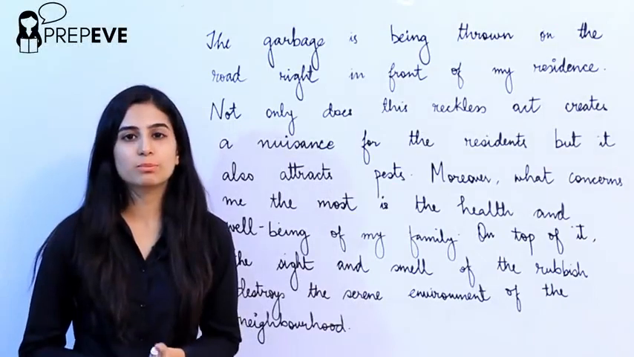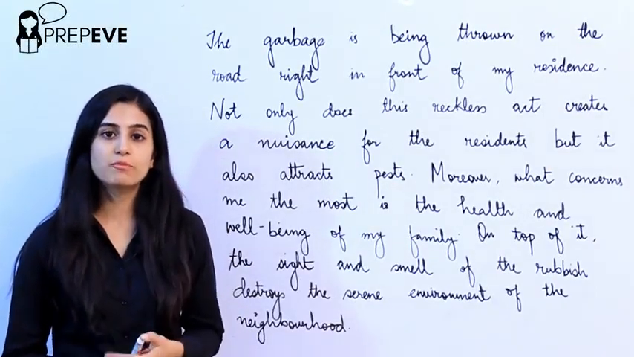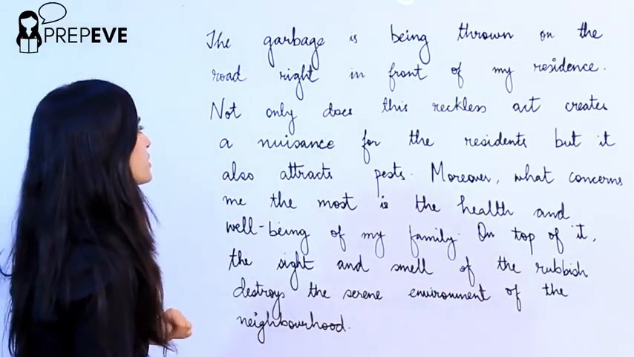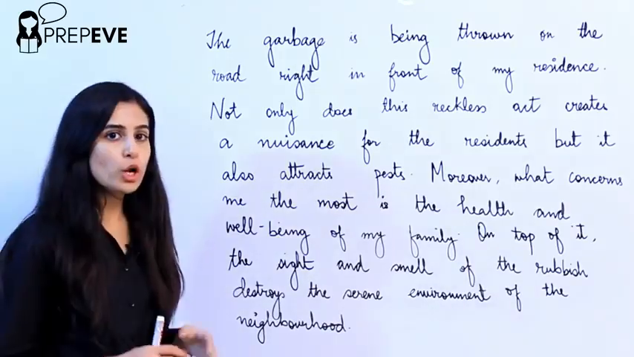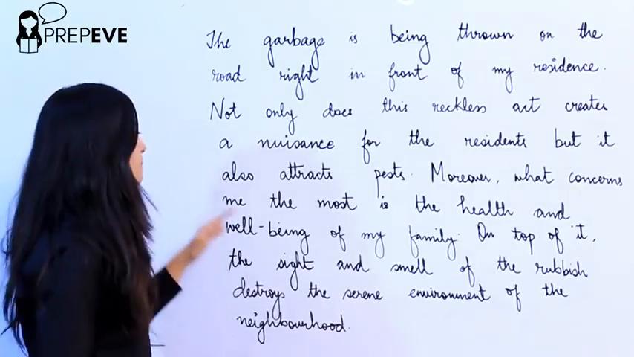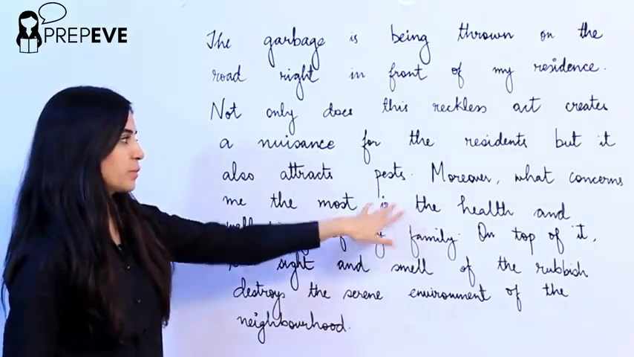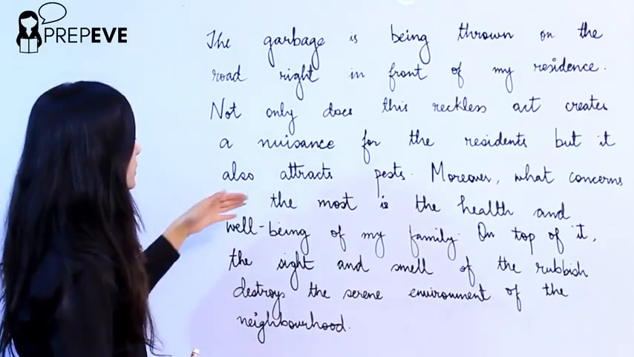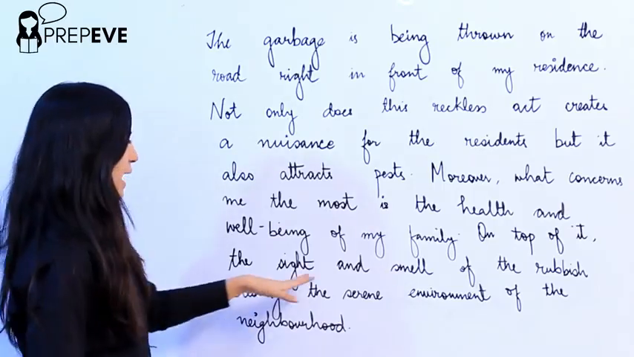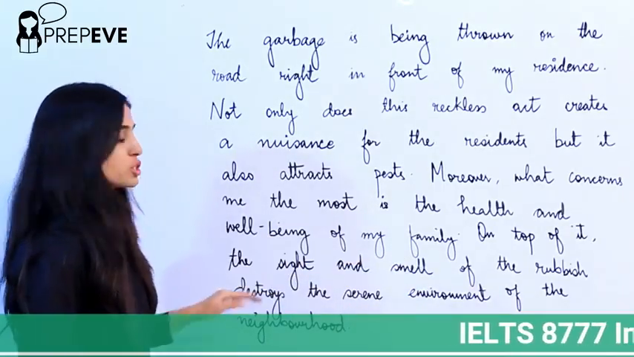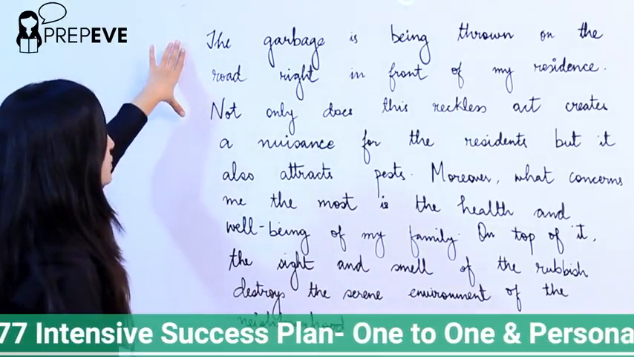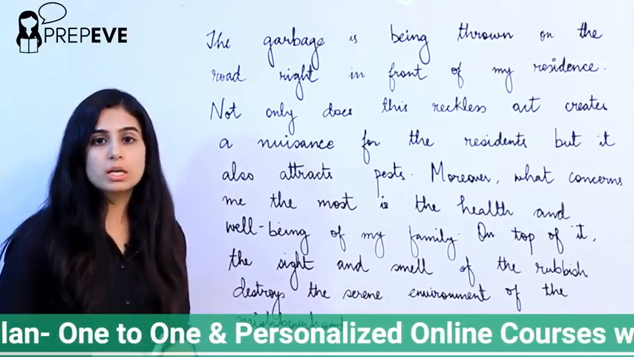Let's move on to the next bullet point, in which we have to describe why the situation bothers us. The garbage is being thrown on the road right in front of my residence. Not only does this reckless act create a nuisance for the residents, but it also attracts pests. Moreover, what concerns me the most is the health and well-being of my family. On top of it, the sight and smell of the rubbish destroys the serene environment of the neighborhood. So, we have described why the situation bothers us in detail.